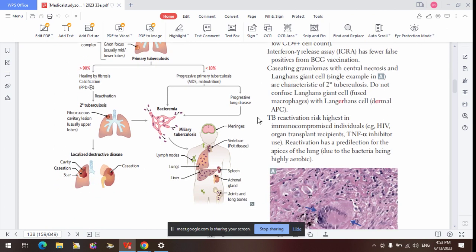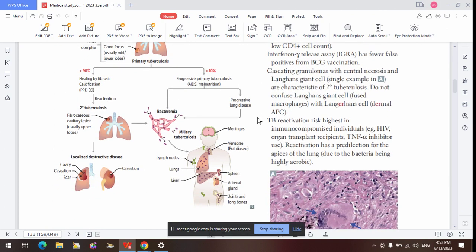So when it gets to the blood, it can disseminate to so many regions. It can go to the brain, causing meningitis, tuberculous meningitis. It can go to the vertebrae, causing Pott disease. They can go to the spleen, the adrenal glands, the joints, the long bones, the liver, the lymph nodes. So many areas it disseminates to.